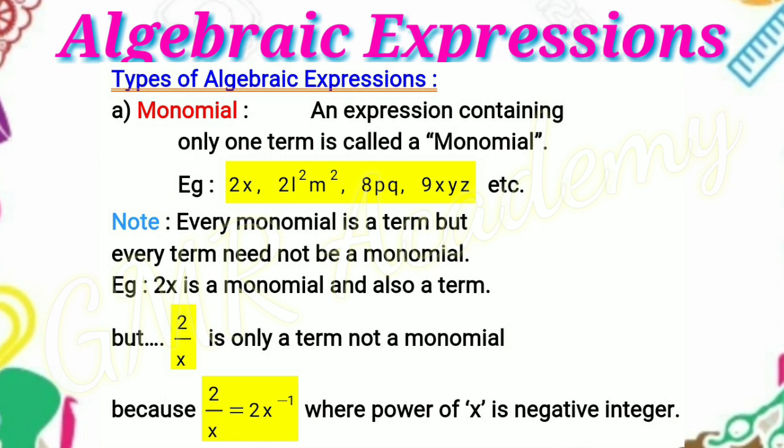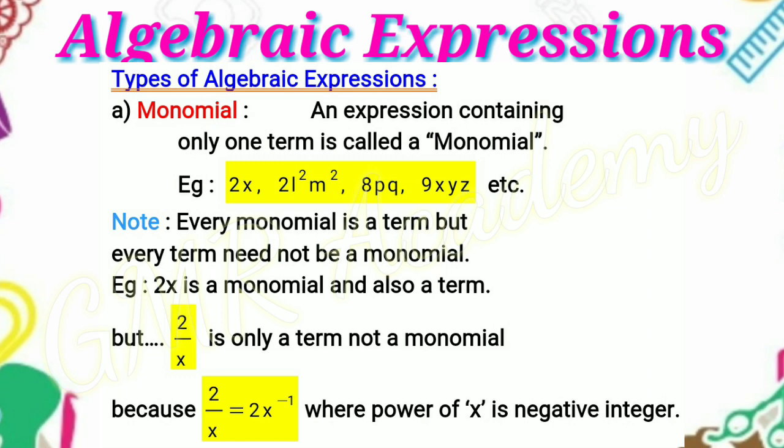But 2 by x is only a term. Term means the power of the variable can be positive or negative or 0 or any rational number. So that is a term, not a monomial, because 2 by x is equal to 2 into x power minus 1. X power minus 1 means that is not a monomial, that is a term where the power of x is a negative integer.